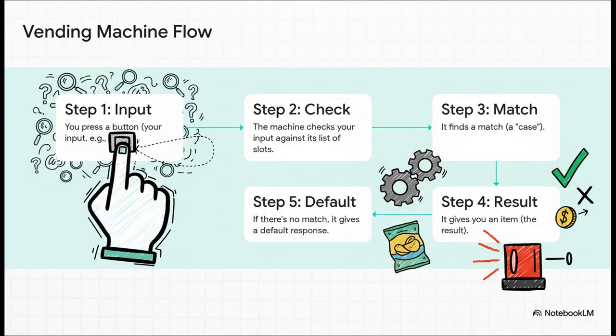First, you give it an input. You press button A1. The machine then takes that input and checks it against all its available slots. When it finds a match, the case for A1, it spits out your chips. And what if you press a button that doesn't exist, like Z9? Well, it has a default plan for that, right? It might just buzz at you or give your money back. Input, check, match, result. It's really that simple.